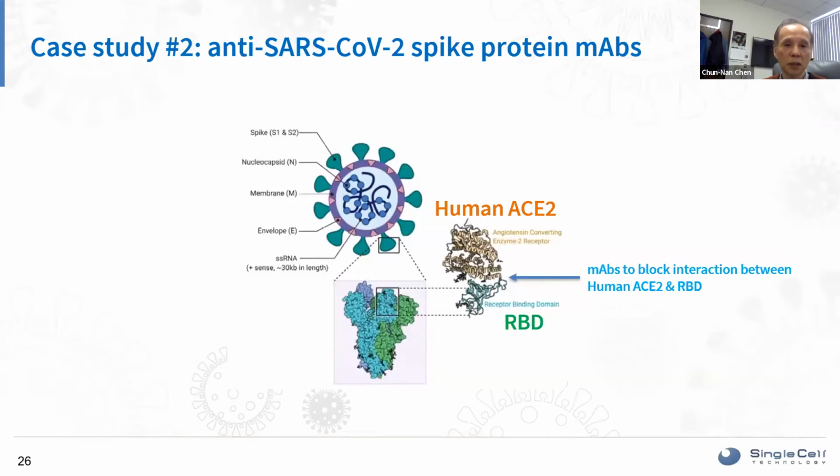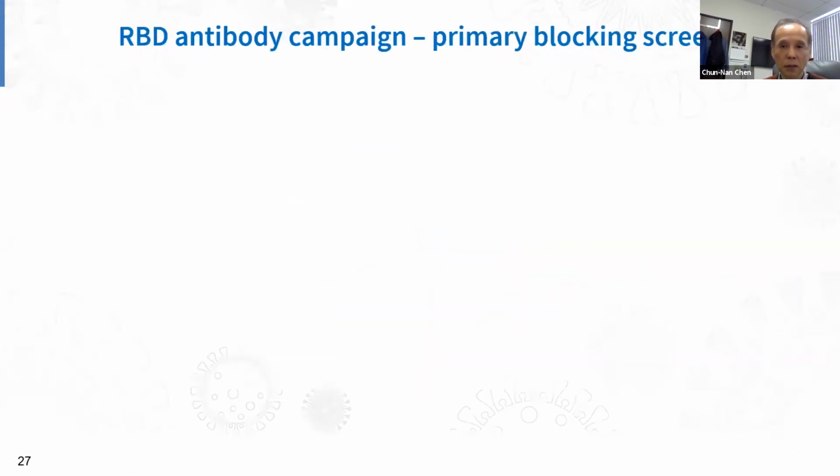The second one is obviously for us to look for the COVID-19 virus, the spike protein of it. And so what we want to find is an antibody that will block, for example, the interaction between the human ACE2 and the receptor binding domain of the spike protein on the coronavirus, the novel coronavirus. And so here is what we do. The campaign is doing the blocking assay.